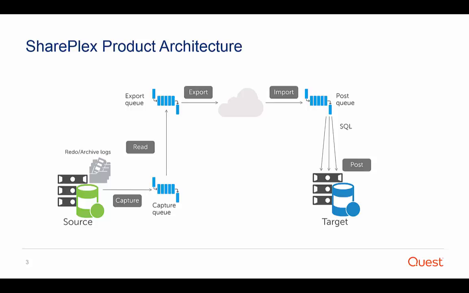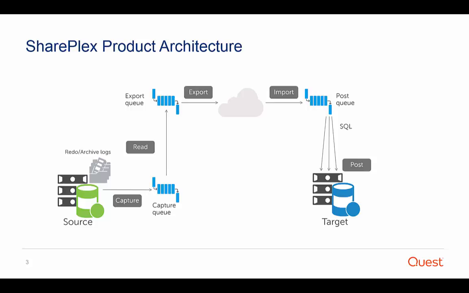On the source system, the capture process reads the Oracle archive or redo logs, then makes a copy of the data and sends it to the capture queue. The read process reads the capture queue and prepares the data for transport across the network and then places that data into the export queue. The export process transports the replicated data across the network to the target system.